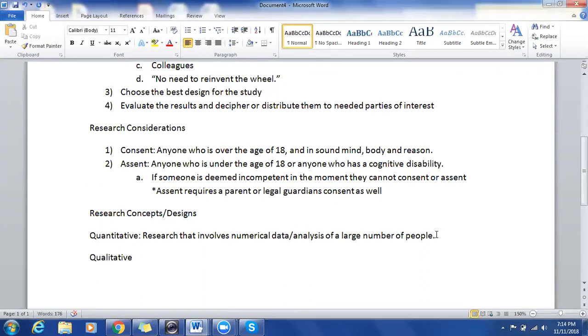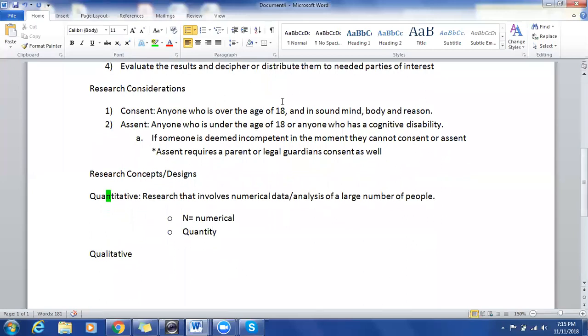And a key thing to remember within these is the N in quantitative could lead you to numerical. So N equals numerical. Or if you look closely within the word quantitative, it has the word quantity in it. So if you see quantity, it means they're doing a large number of stuff.